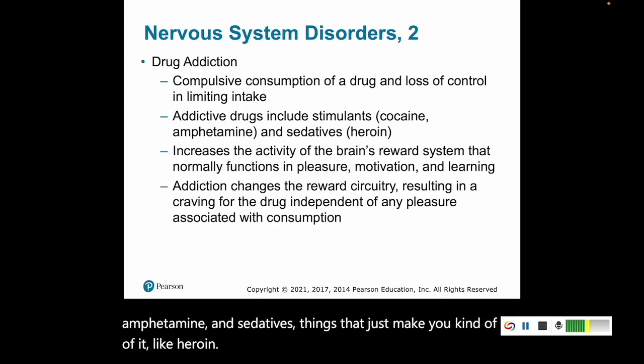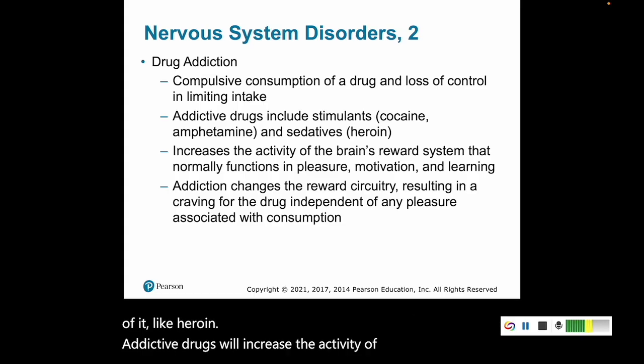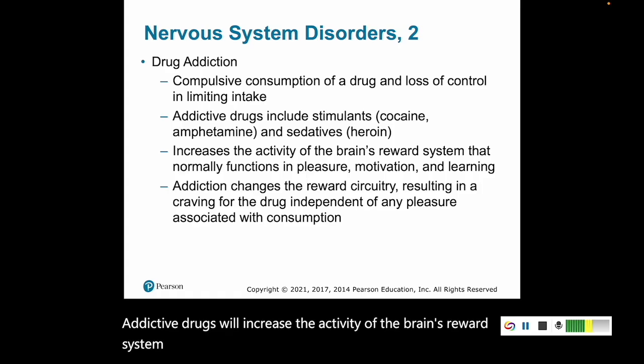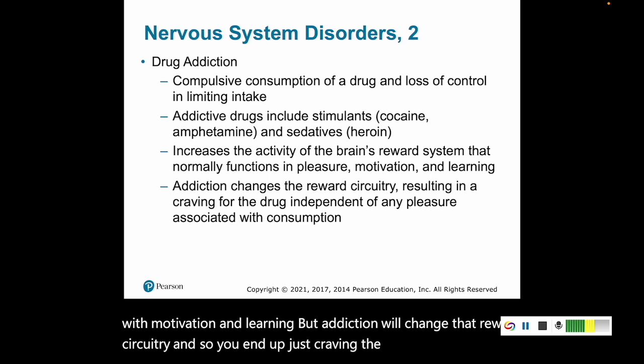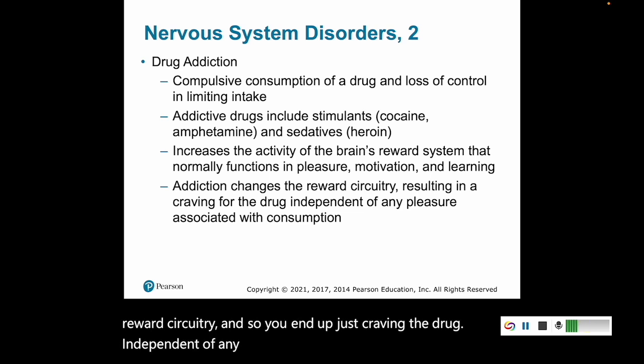Addictive drugs will increase the activity of the brain's reward system. So your brain should be giving you pleasure, providing you with motivation and learning, but addiction will change that reward circuitry. And so you end up just craving the drug independent of any other pleasure of life.